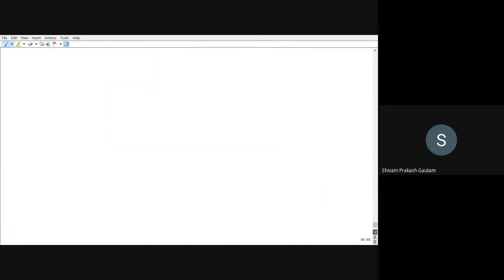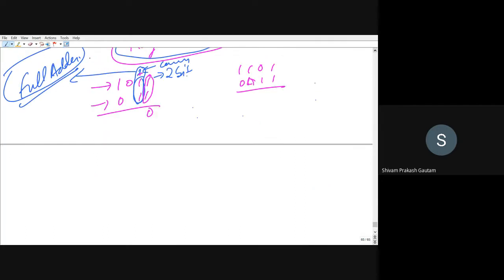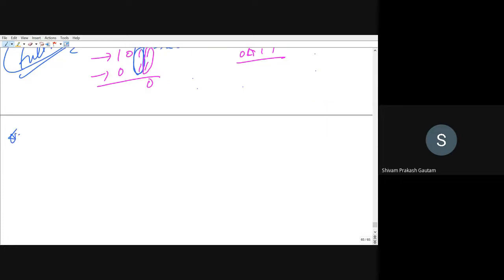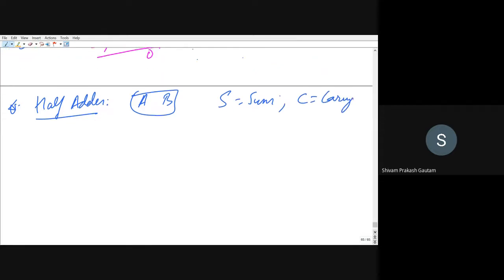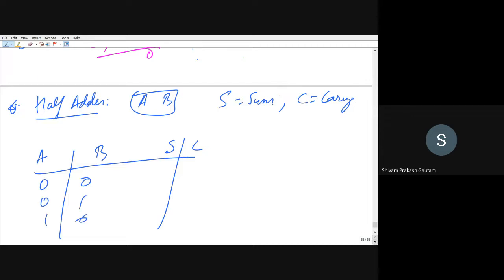So now we will see half adder. Let us define variables A and B. Two variables we have to add. S represents sum and C represents carry, right? So the truth table I will be making with A, B, S, C. The values of A and B can be 0 0, 0 1, 1 0, 1 1.